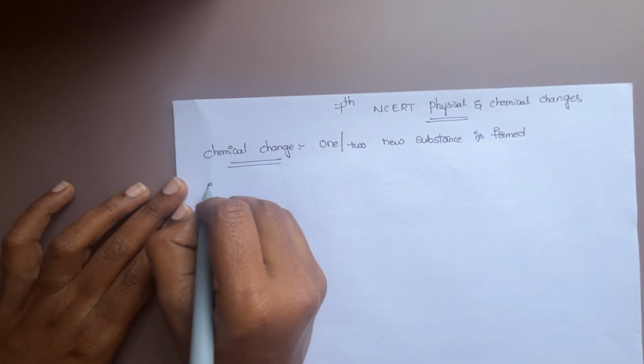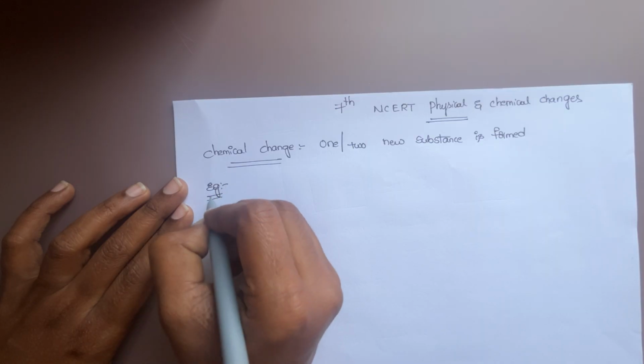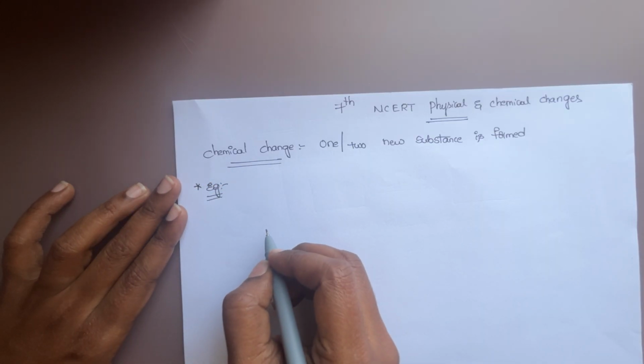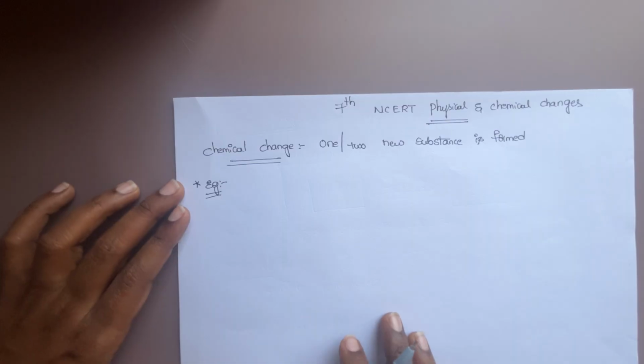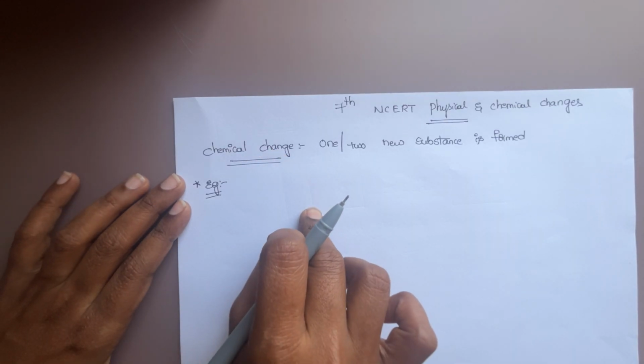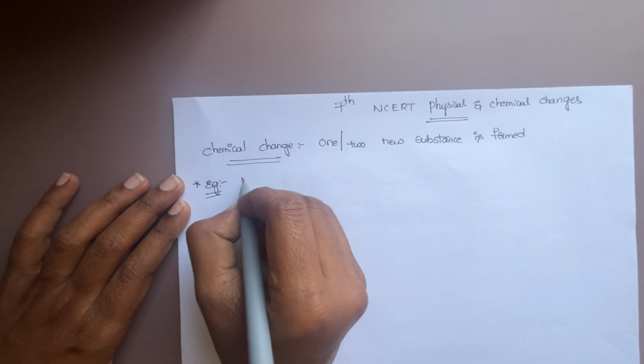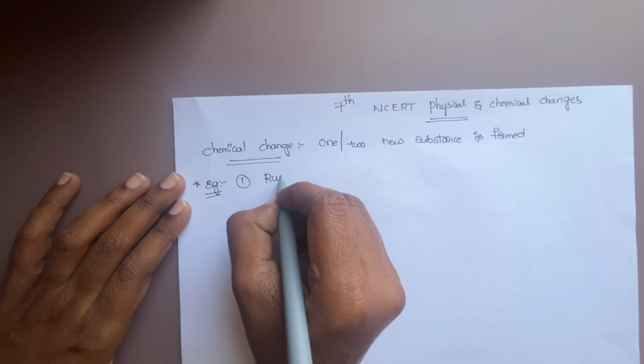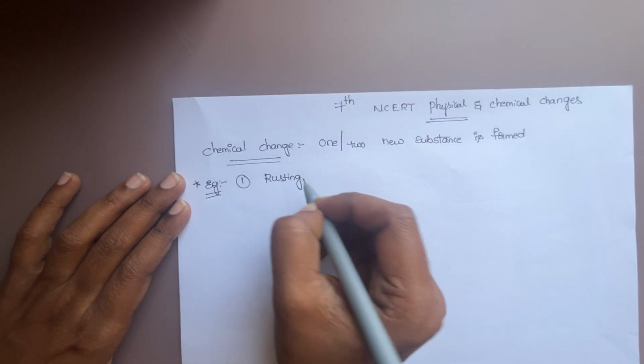So let us see some examples. Here all examples are very important. Many competitive exams concentrate on chemical change examples also. So the first one is rusting of iron.